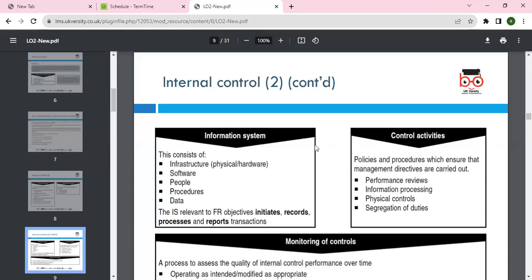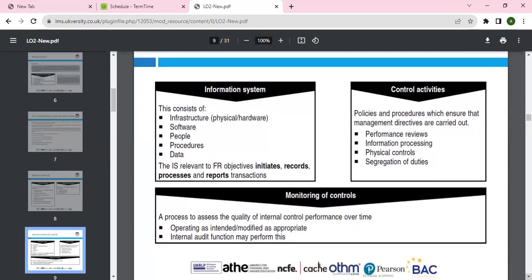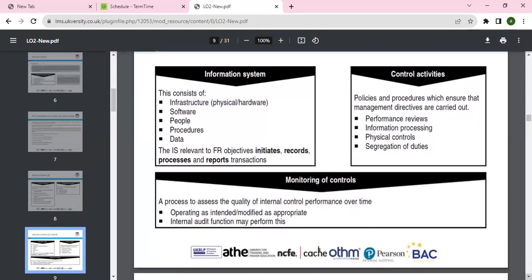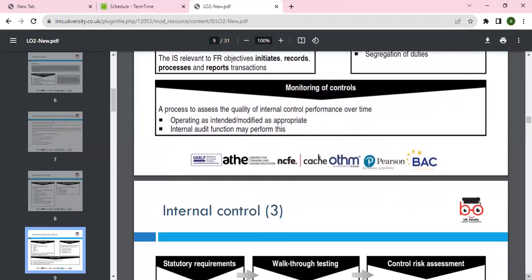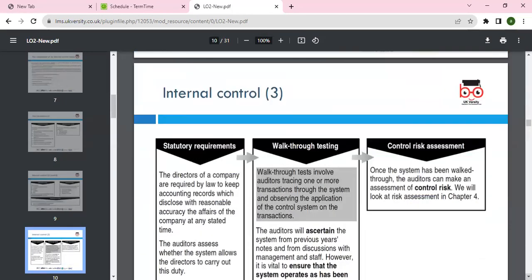So that's control activities, policies and procedures to ensure that management carries out performance review. We have an appraisal system every year for employees, because ultimately it all leads to the segregation of duties, who is responsible for what. Then monitoring and control, a process of assessing the quality of internal control procedures over time. If you want more examples, it is always good to look at the internal control chapter in the Kaplan books. I'll share the books with you in a minute.